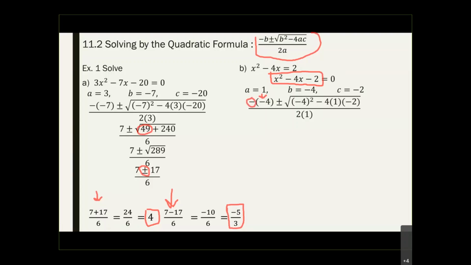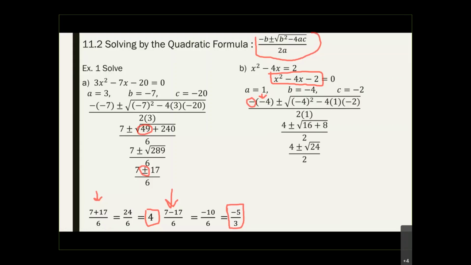So a negative and a negative give me a positive, so this should be 4 plus or minus the square root of 16 plus 8. -4 times -2 will give me 8, all divided by 2. And what is 16 plus 8? 16 plus 8 will give you 24.